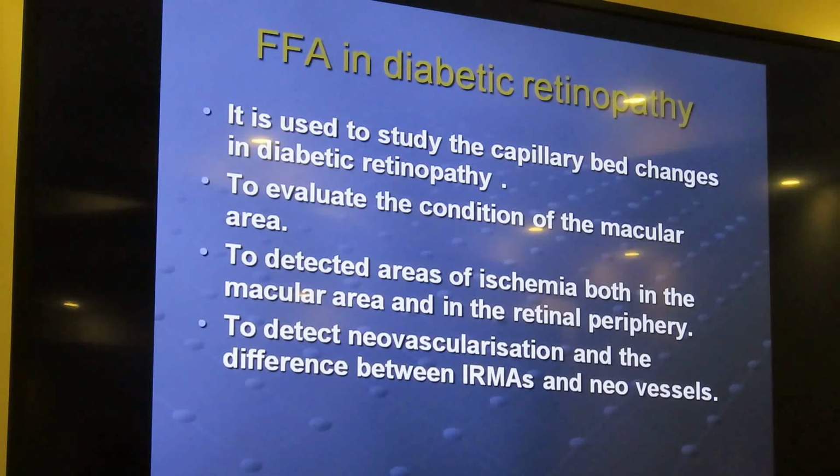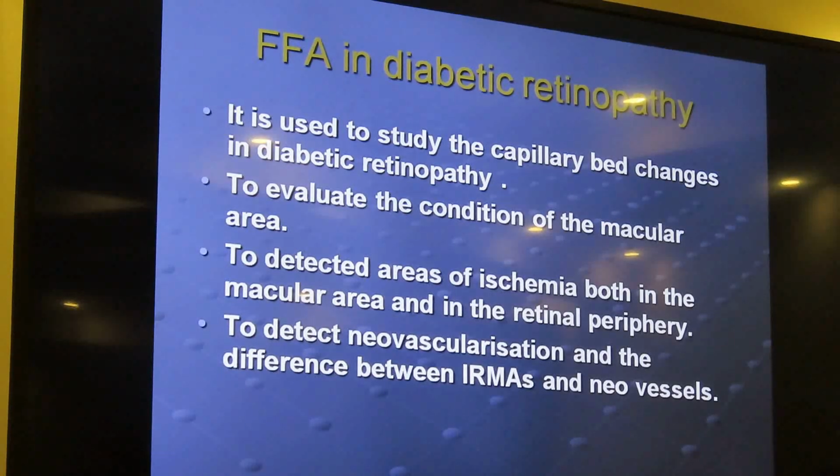When we are going to describe fluorescein angiography in diabetic retinopathy, we need to know from the patient the fluorescein angiography changes in diabetes, to know the capillary bed dropouts or the macular edema in the macular area, and to detect any new vascularization which may be present mainly on the disc and new vessels elsewhere.